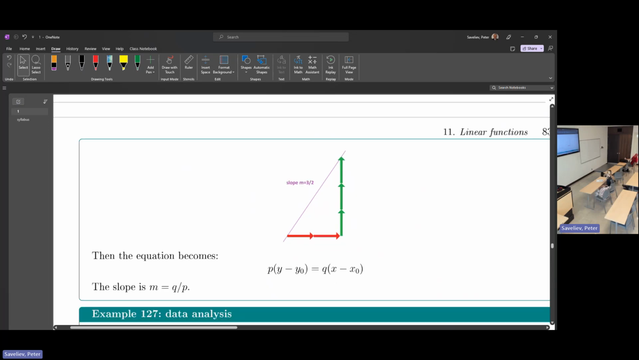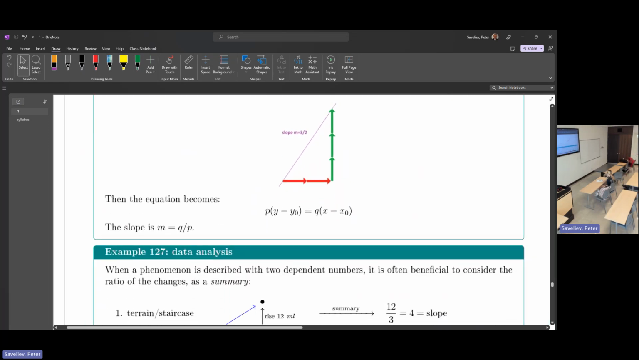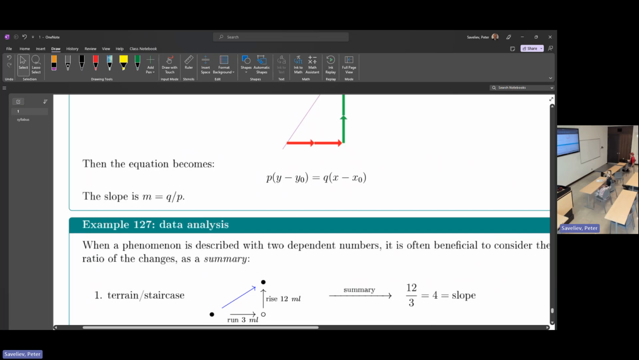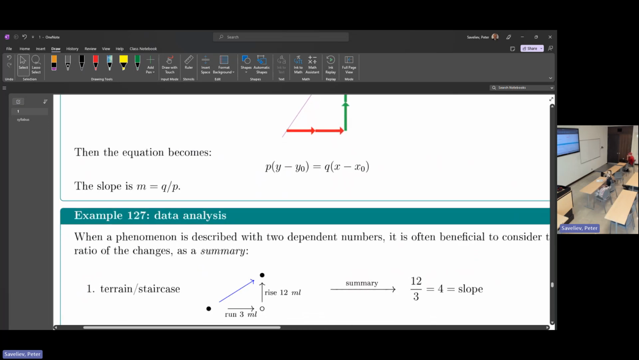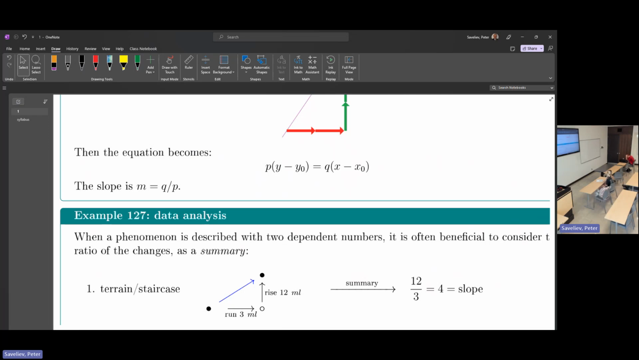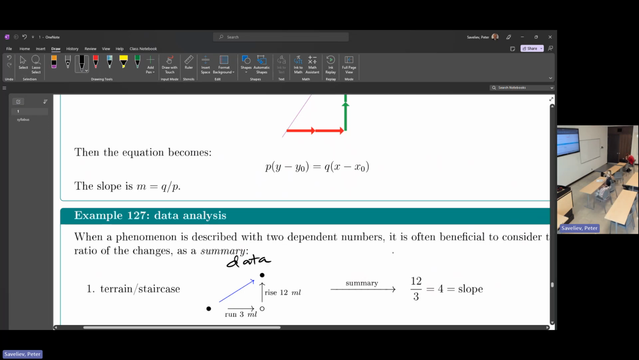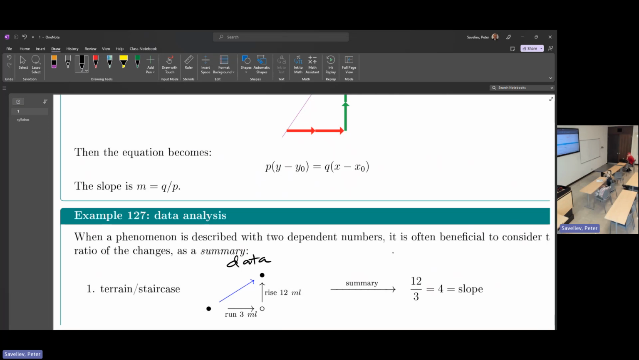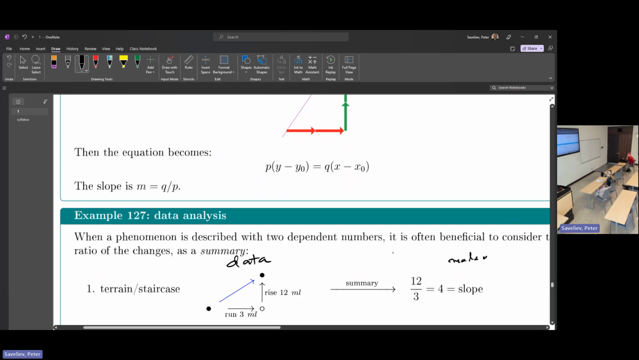So that's the geometry. Let's take a look at a little bit of data as I promised, and that is the idea of what the rise over the run is. It's a made up word. Mathematically speaking, we have the data on the left. The data is literally we're walking on a staircase or terrain and then move forward by 3 miles and up 12 miles. We divide as a summary. So that's what has happened on the left. And then we want to summarize our trip. What we do is divide 12 by 3, the number is 4, and we call it the slope. This made up word.